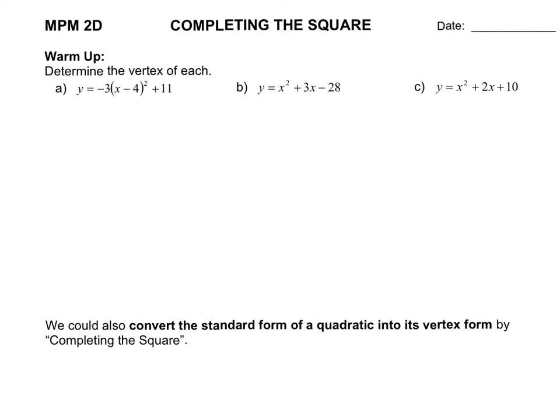We're going to learn how to do a process called completing the square. For a warm-up here, we're going to determine the vertex of each of these quadratics. The first one is in its vertex form, so from the vertex form right away we know what the vertex is going to be and we're done.